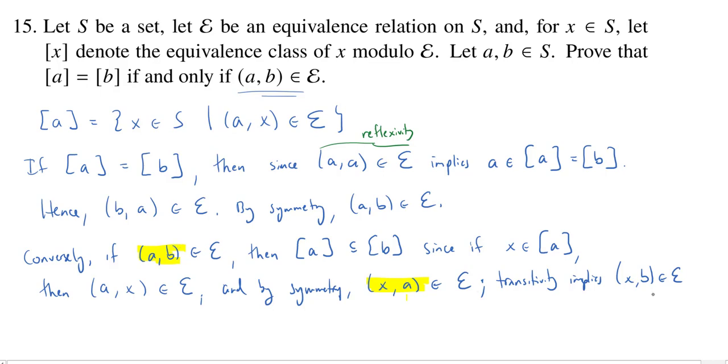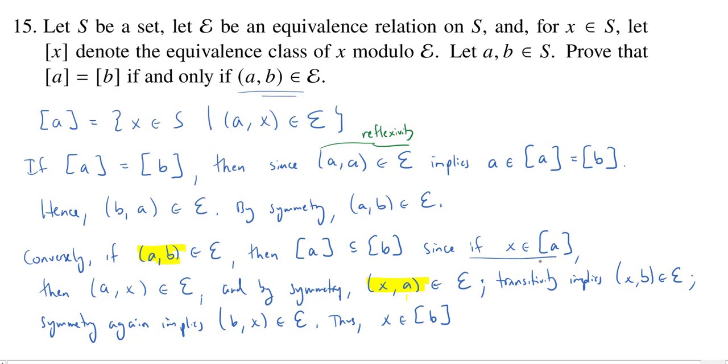And then we can just use symmetry one more time. Symmetry again implies that (B, X) is an element of E. And that's what we need in order to show that X is an element of the class of B. Thus, X is an element of the equivalence class of B. So we've shown that if we have an element in the class of A, it is also an element of the class of B, confirming that the class of A is a subset of the class of B.